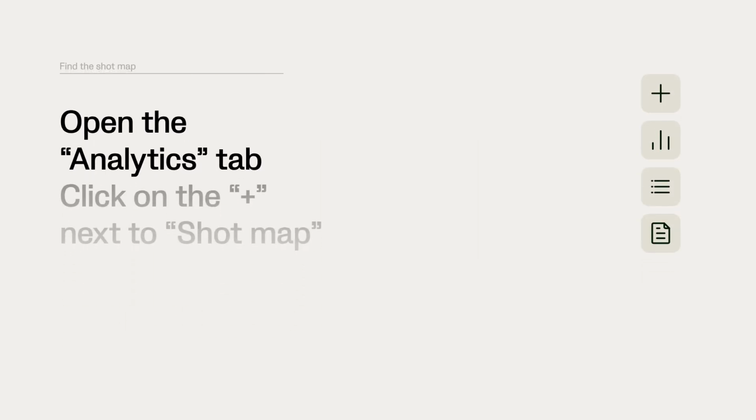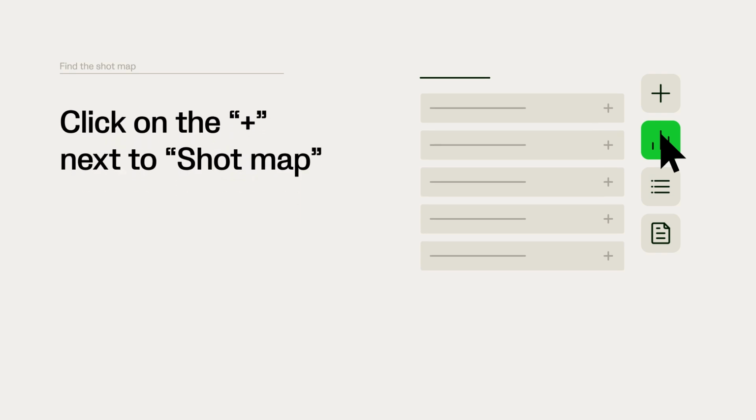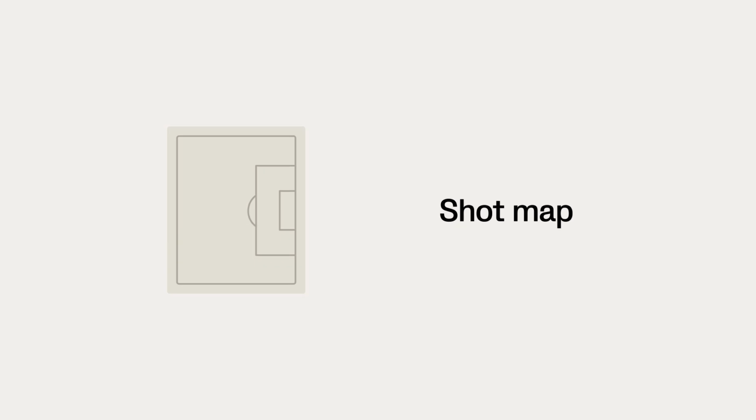To find the shot map, open the Analytics tab and click on the plus next to Shot Maps. The AI-generated shot map automatically shows where shots happen and which were goals for both teams. To play any shot, just click on the relevant dot on the map.